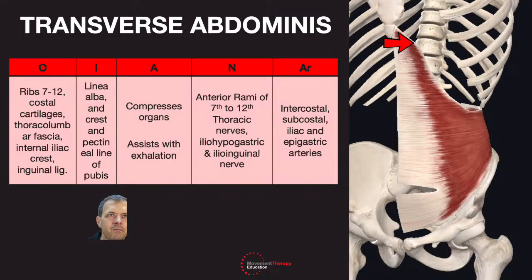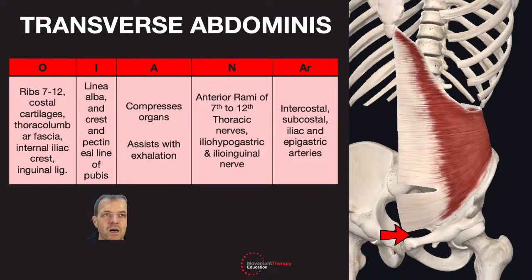If we have a look, it's got attachments all along the costal cartilage of the ribs, so ribs 7 to 12. There's something called the thoracolumbar fascia, which we'll have a look at when we get to the posterior aspect of the lumbar spine. The internal iliac crest, so around this area here. There's your iliac crest, and we covered that when we looked at the pelvis. The transverse abdominis will attach on the inside of that crest. And then the inguinal ligament, which is what we looked at last week.